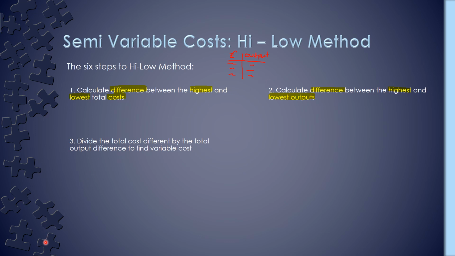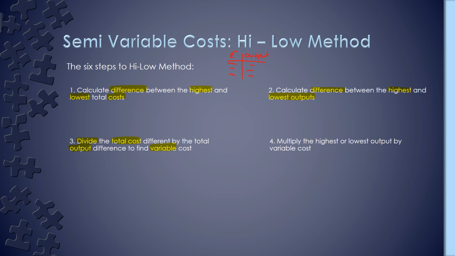Because then in step 3, you're going to find the variable cost. And to do that, you're going to divide the total cost by the total output difference. So the 2 figures you found in step 1 and 2 will then give you the variable cost.